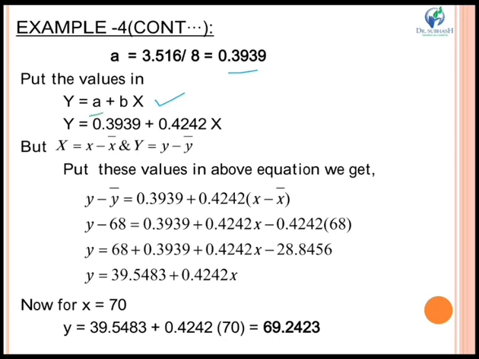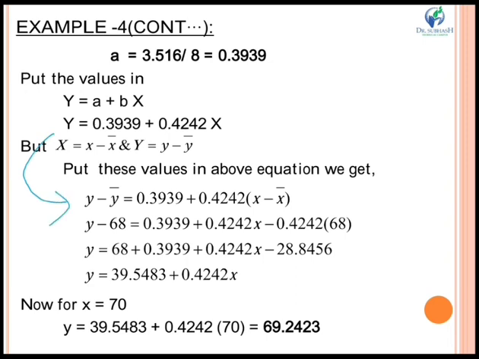Now I will put these values in the equation y equal to a plus bx. So here I have substituted these values in the equation. Now this equation is in terms of capital X and capital Y, but again we need to convert the whole equation in terms of small x and small y. So I will put these values in the above equation. We put X equal to x minus x bar and Y equal to y minus y bar. So y minus y bar equals this value as it is, and in place of capital X I will put x minus x bar.